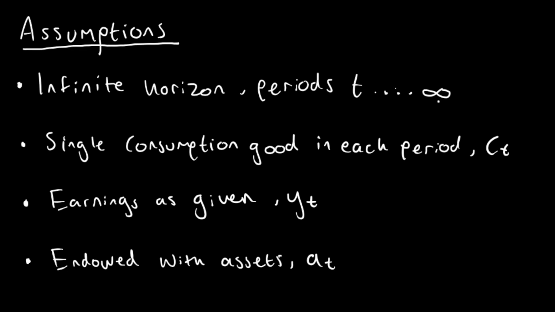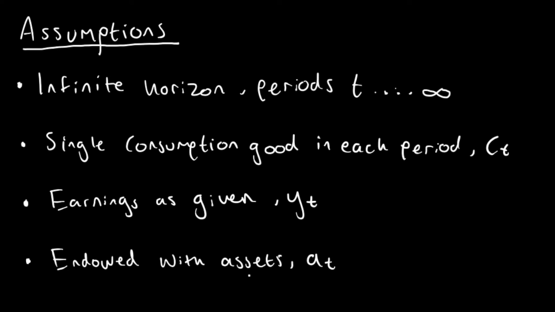They're infinite periods basically. We're still going to have a single good in each period that the consumer aims to consume, called C_t, and earnings are going to be taken as given, which we're going to denote as Y, indexed by period t, and our consumers are also going to be given some assets at the beginning of the first period.